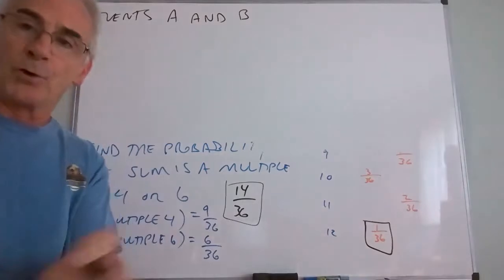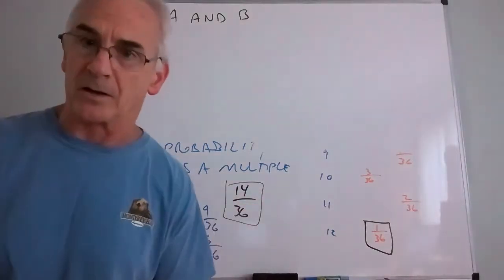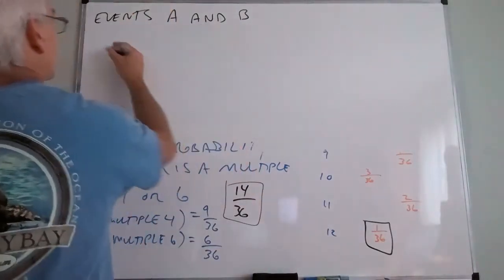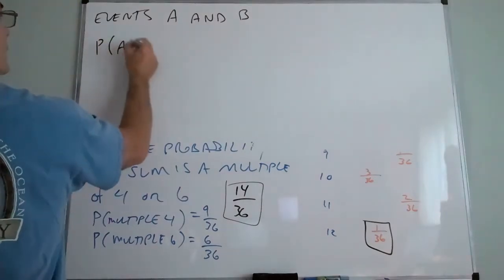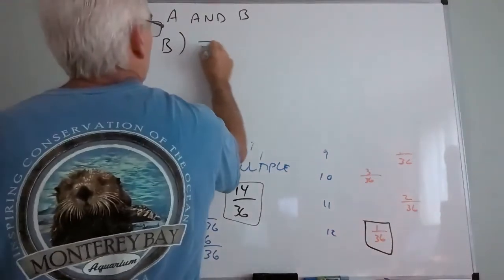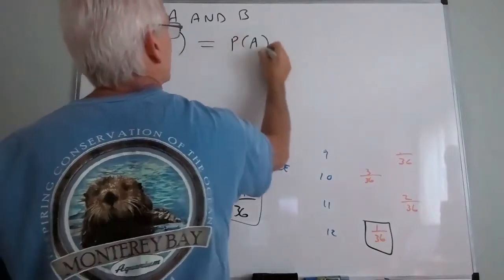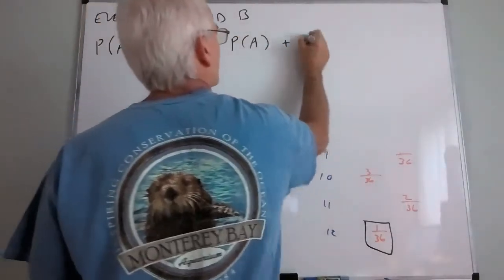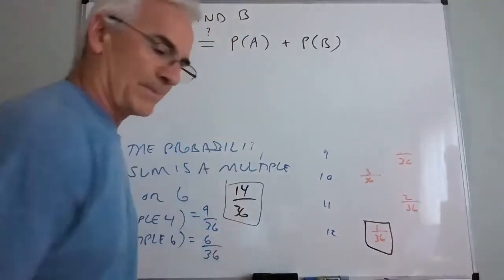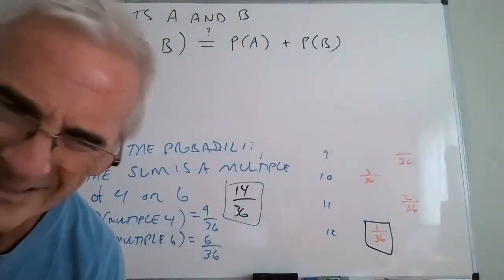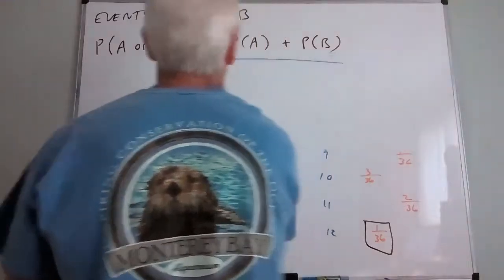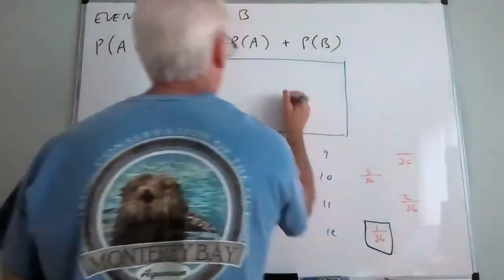And as John pointed out, it's because we counted one of the outcomes twice. So I have events A and B. The probability of A or B, that's what we just did. Question, is it the probability of A plus the probability of B? That's the question. Because that's what we just did, and we found that didn't quite work. So let me draw you a picture. We're going to create a formula that is always true.